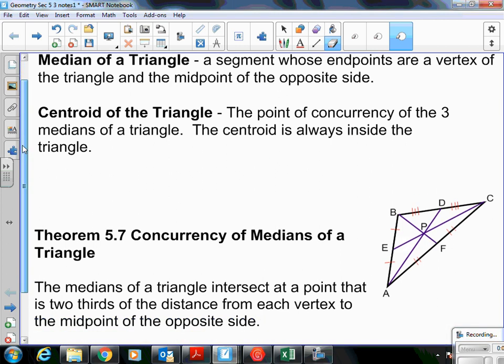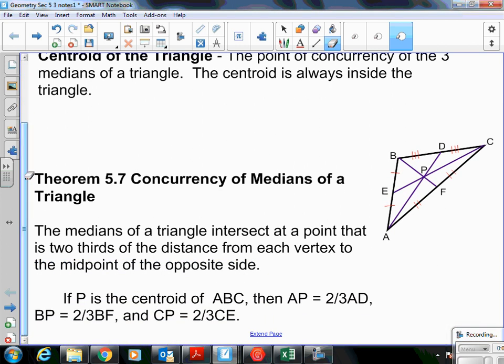And then we've got theorem 5.7, the concurrency of medians of a triangle, which tells us the medians of a triangle intersect at a point that is 2/3 of the distance from each vertex to the midpoint of the opposite side.